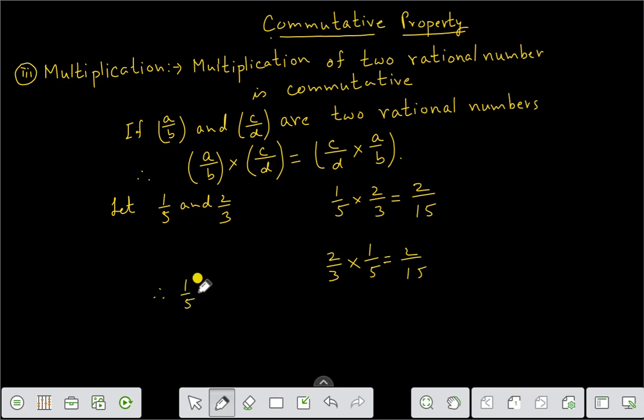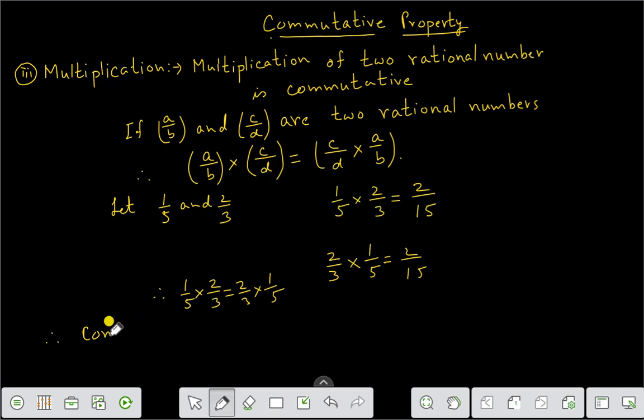Therefore, we can write that 1 by 5 into 2 by 3 is equal to 2 by 3 into 1 by 5. Therefore, you can say that the commutative property is true for multiplication of two rational numbers.